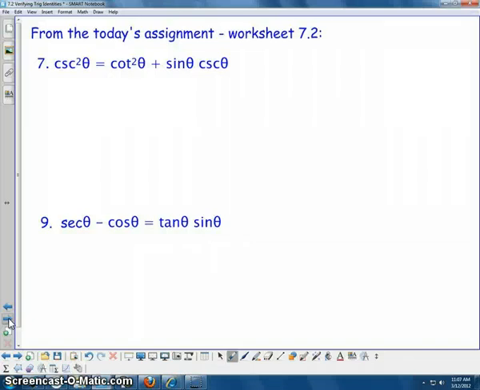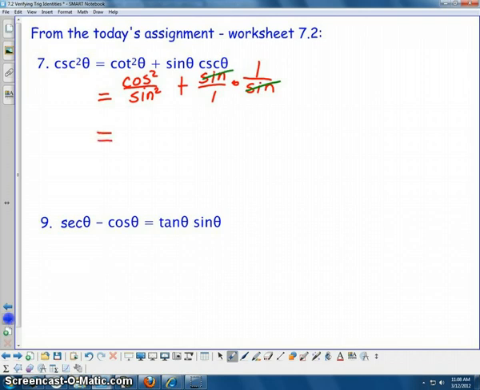Cosecant squared equals cotangent squared plus sine cosecant theta. Definitely my right side here is more complicated. Cotangent squared, I'm going to write down as cosine squared over sine squared. Plus sine, I'm going to write as sine over 1. Cosecant, I'm going to write down as 1 over sine. Okay? Now my sines cancel out.